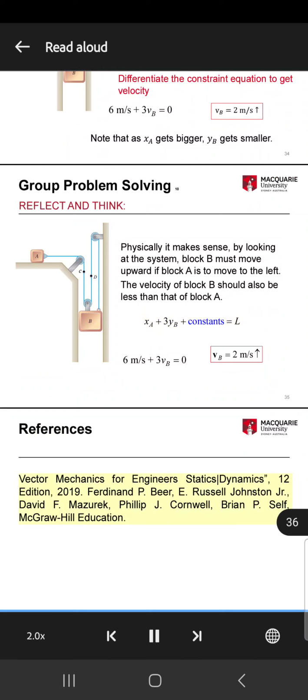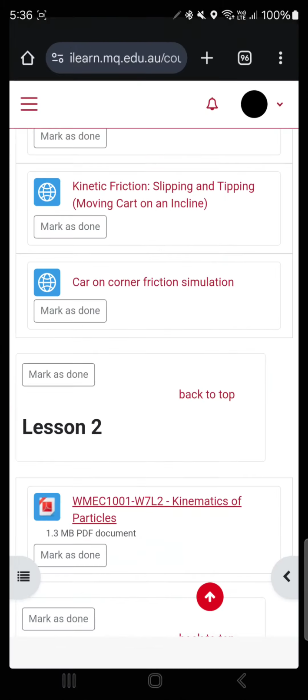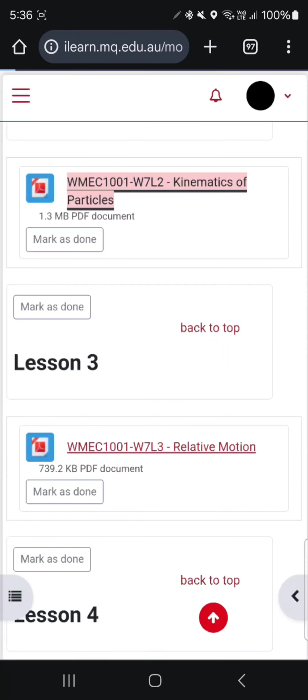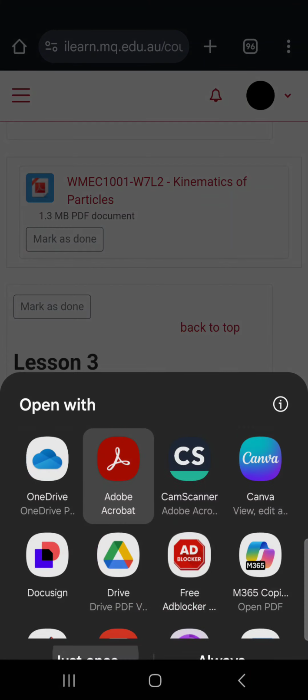References: Vector Mechanics for Engineers: Statics and Dynamics, 12th edition, 2019. Ferdinand P. Beer, E. Russell Johnston Jr., David F. Mazurek, Phillip J. Cornwell, Brian P. Self, McGraw-Hill.